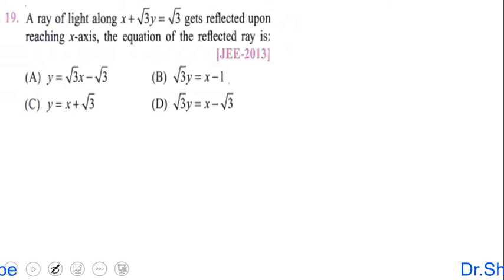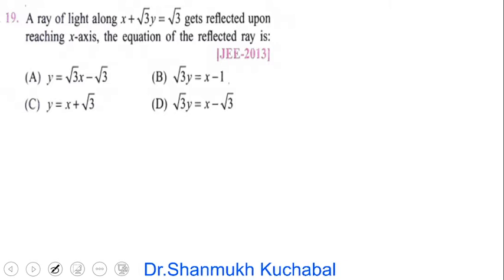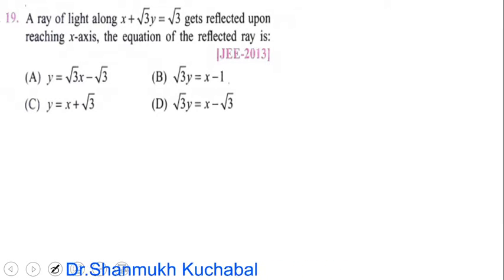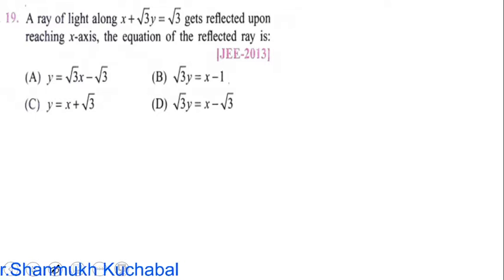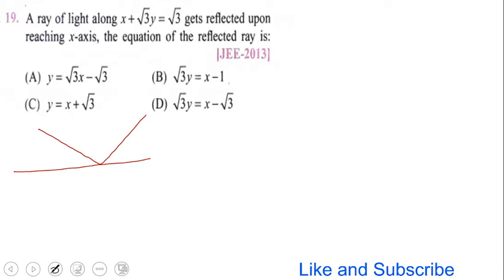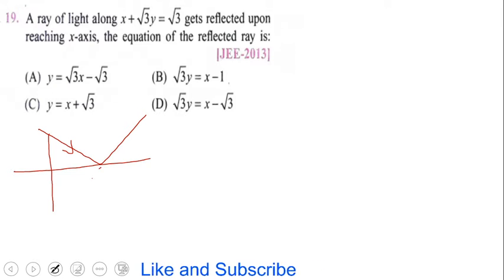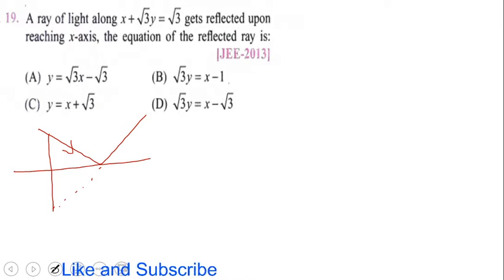Example number 19. A ray of light along x plus root 3y equal to root 3 gets reflected upon reaching the x axis. The equation of the reflected ray is. So we will draw this diagram. So this is our x axis. So here it will be in this way, the ray is reflected in this way. Okay, so it is in this way. So here imaginary, it is a dotted line I am going to take.